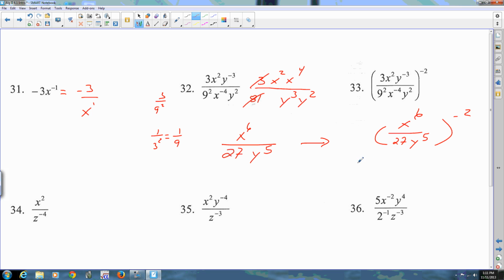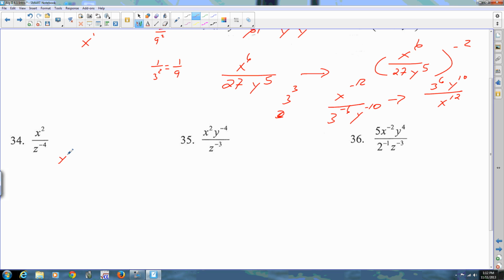So that's going to be x to the negative 12. 27 was 3 cubed, wasn't it? It's 27. To the negative 2 becomes 3 to the negative 6th, y to the negative 10th. Notice all the exponents are negative, so they're all going to flip. So I have 3 to the 6th, y to the 10th, x to the positive 12. Okay.